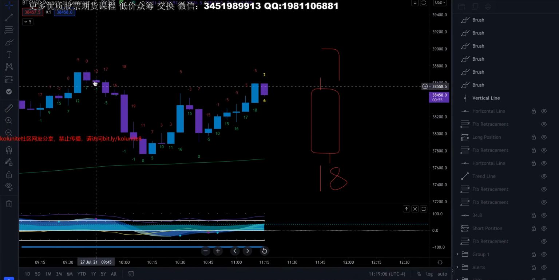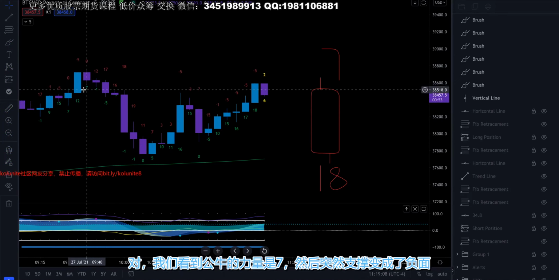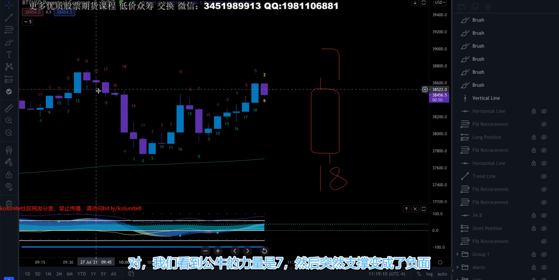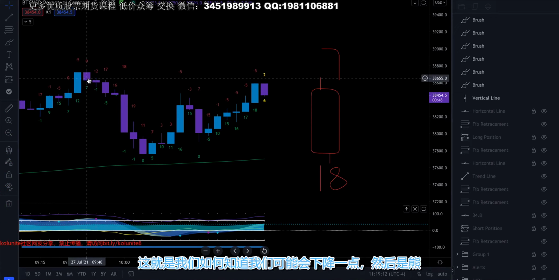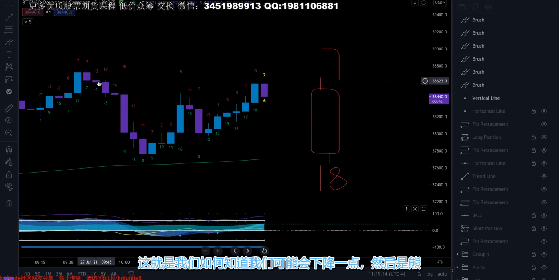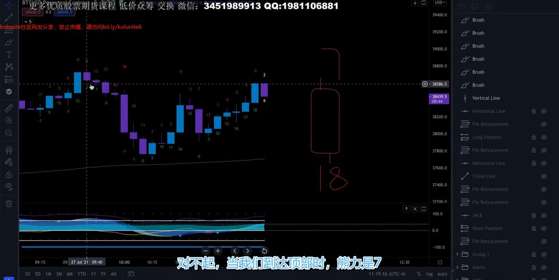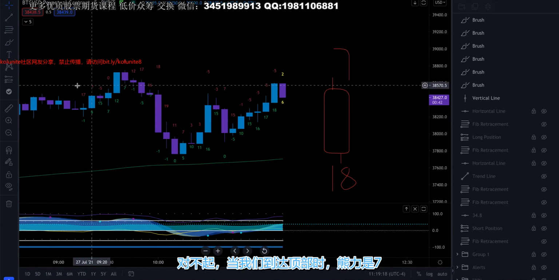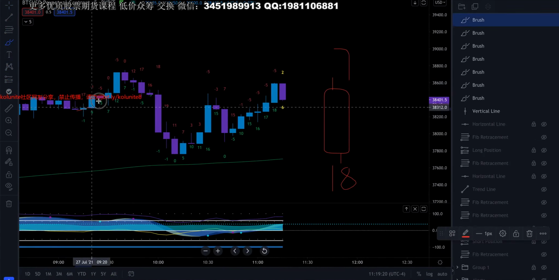When we're at the top, we see that the bull strength is 7, and then all of a sudden the bull strength switches into the negative. This is how we know we're probably going to come down a little bit. And then the bear strength is at 7 when we come to the top of this little wave here.